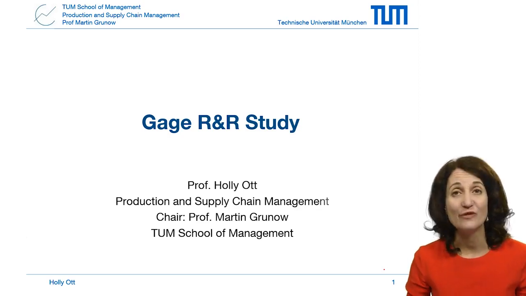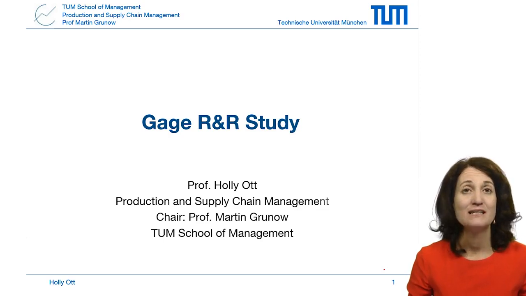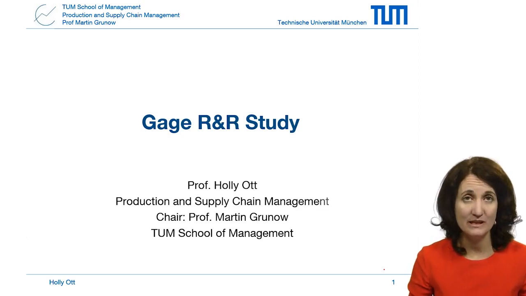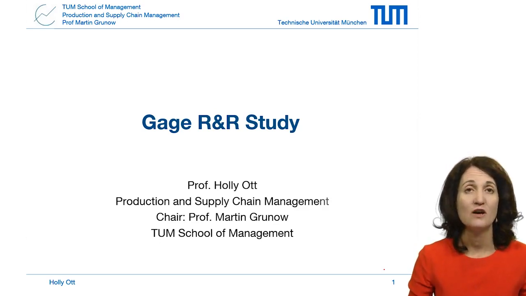We're now going to look at a few examples of the statistical properties bias, linearity, reproducibility, and repeatability that are used in the evaluation of the reliability of a measurement system.